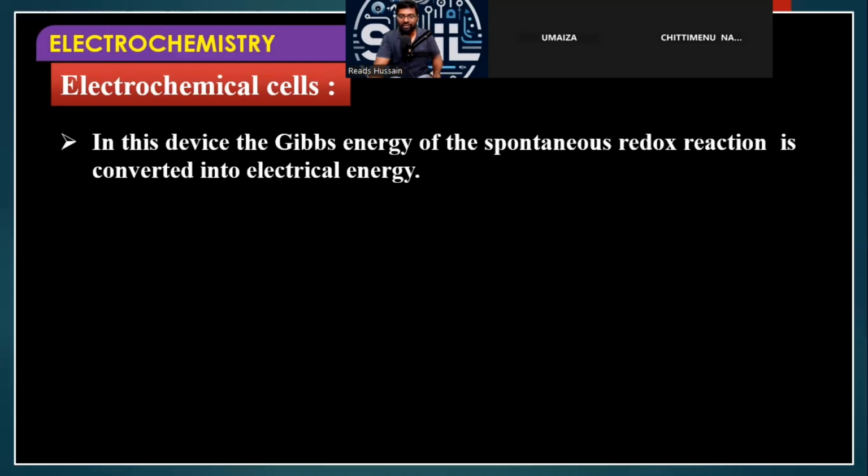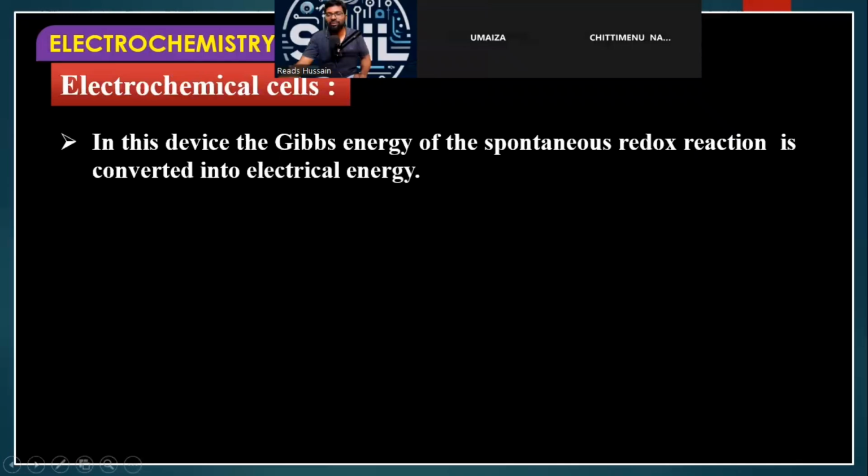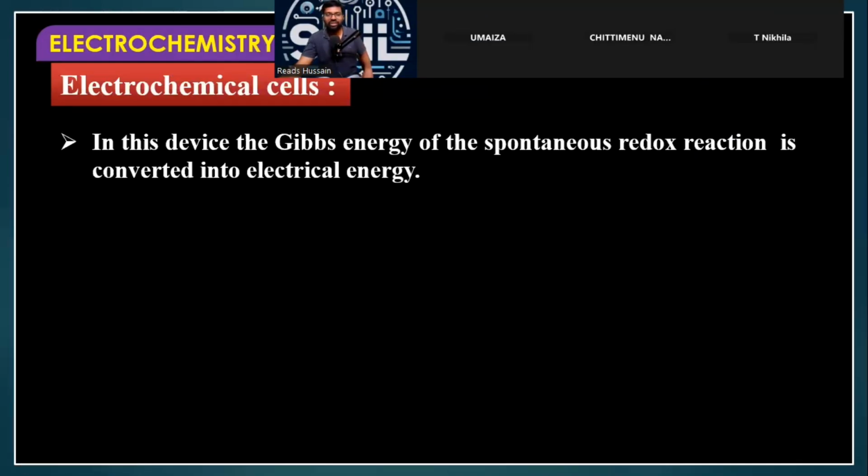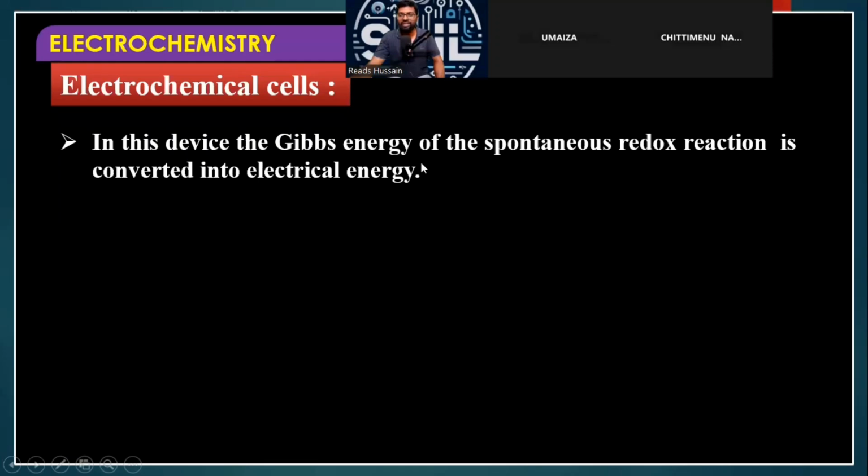What is an electrochemical cell? It is a device which converts chemical energy into electrical energy. So here you got one more word, Gibbs energy. What is Gibbs energy? You might have studied Gibbs energy in the chapter thermodynamics in your 11th class, junior intermediate. Gibbs energy is the free energy of a system, and we'll discuss that later in thermodynamics. So you need not worry about Gibbs energy. You just remember that chemical energy, during a spontaneous redox reaction, is converted into electrical energy.